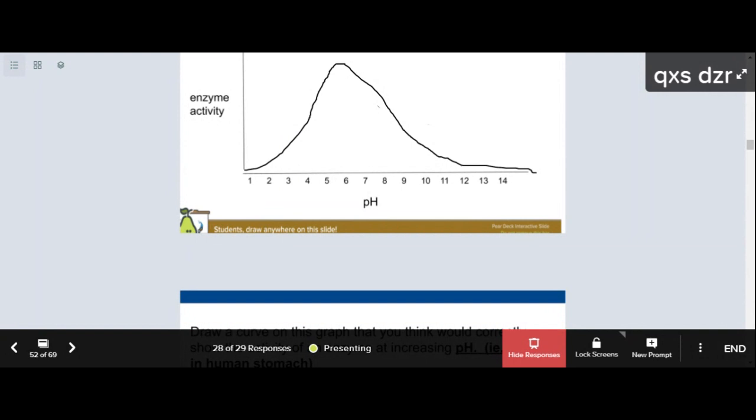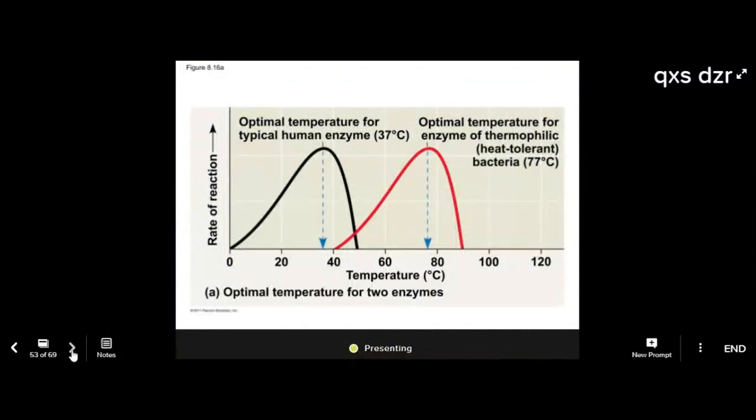It's a rare place inside our bodies where the pH is not more neutral. The pH of your blood, of your bloodstream and other places, is right around here. So those enzymes would peak here. Your stomach enzymes would peak back there. So good, you're getting the idea.